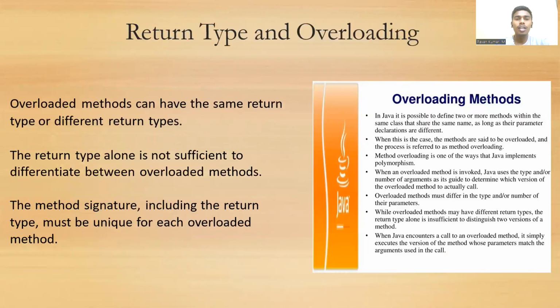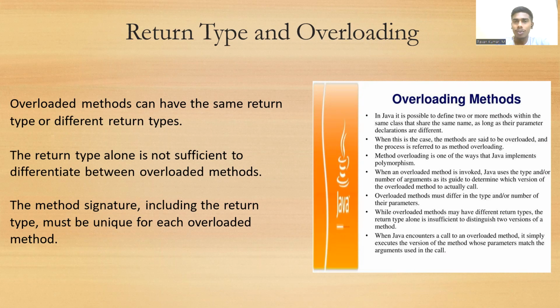And here is the next slide where return type and overloading is explained. What is return type and what is overloading? Overloading methods can have the same return type or different return types. The return type alone is not sufficient to differentiate between overloading methods. The method signature, excluding the return type, must be unique for each overloading method.